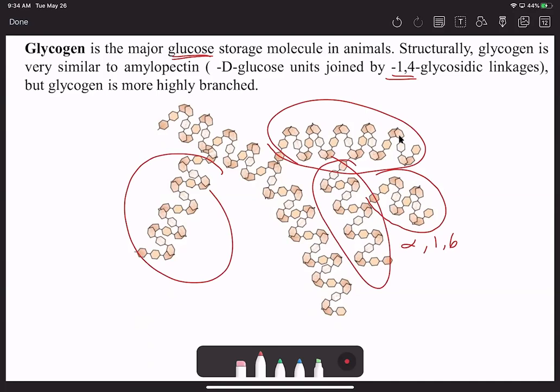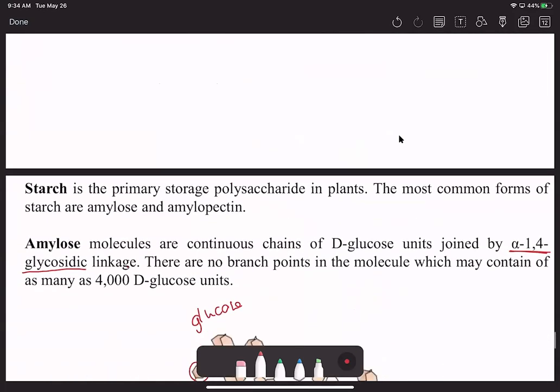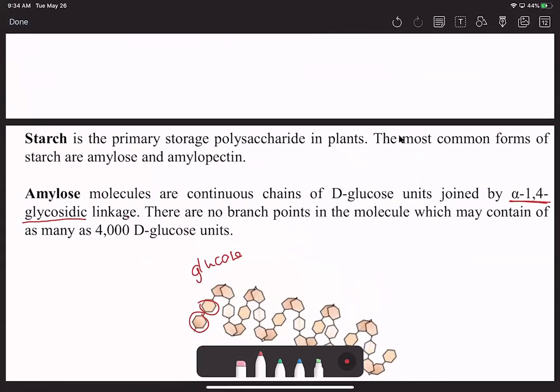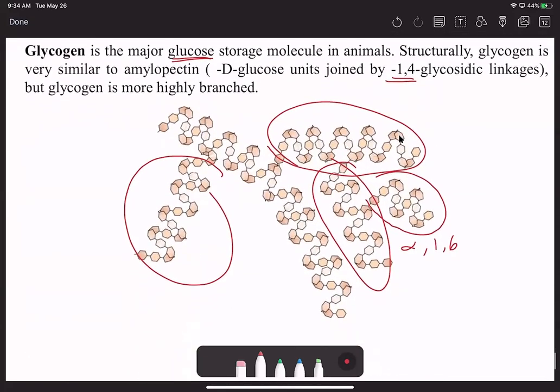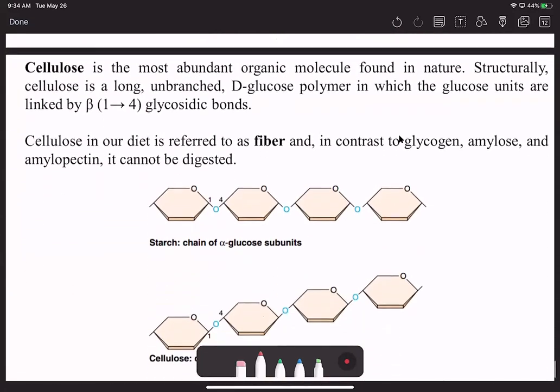This is the glucose storage unit for animals. Glycogen is the storage unit for animals. Starch is the way that plants store glucose. For us, it's glycogen. Not to be confused with cellulose.